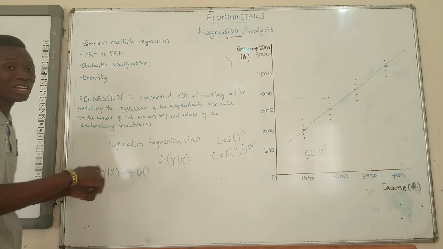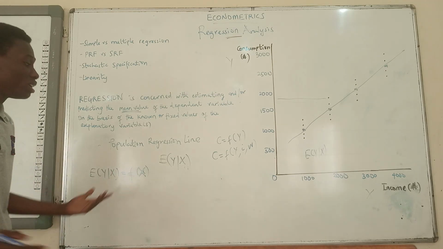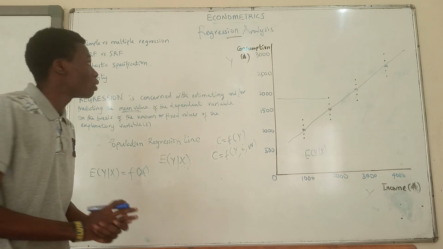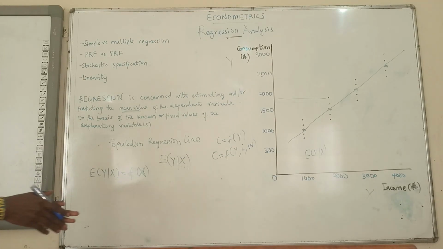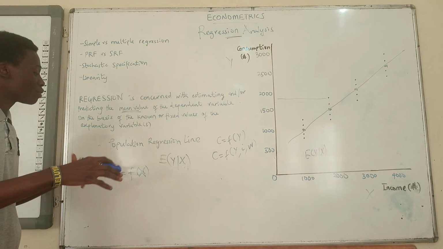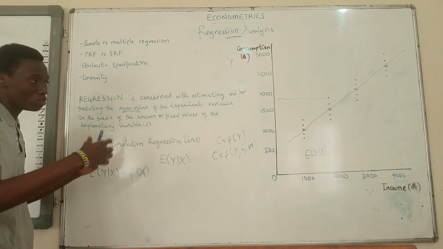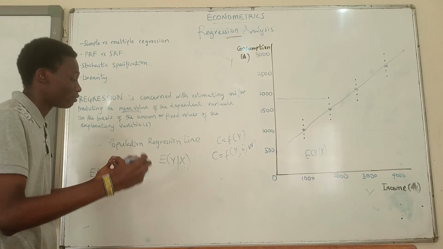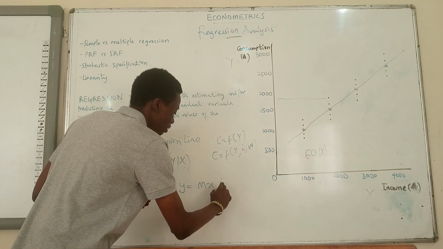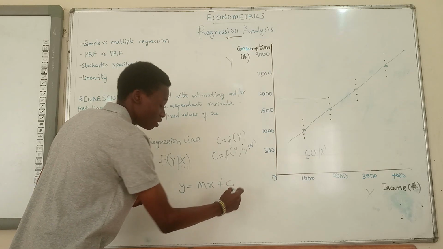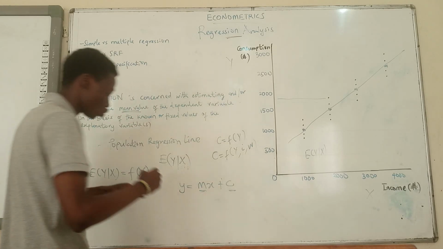And this function will take different forms. This could be linear, this could be exponential, this could be whatever. But for the simple case, since we are just laying building blocks in the study of regression analysis, we are looking at a linear relationship, a linear function. And from elementary mathematics, we know that a linear function is something like y equals mx plus c, right? This is your y-intercept, the value of y when x is 0, and this is your slope.